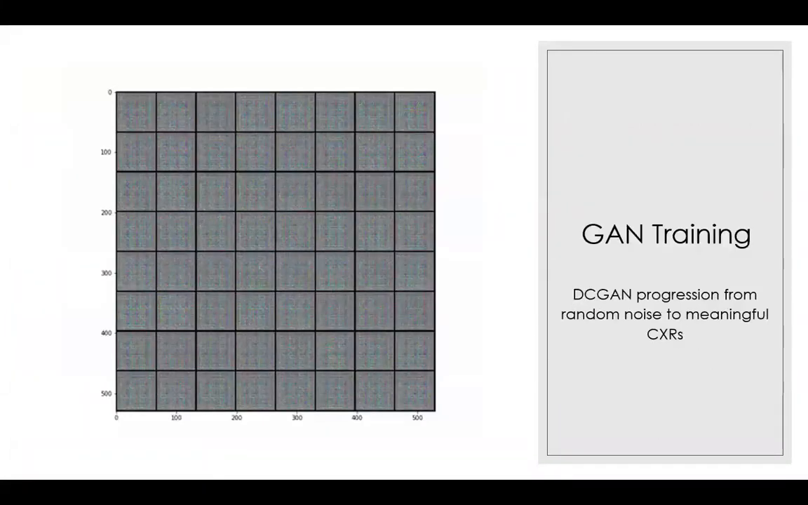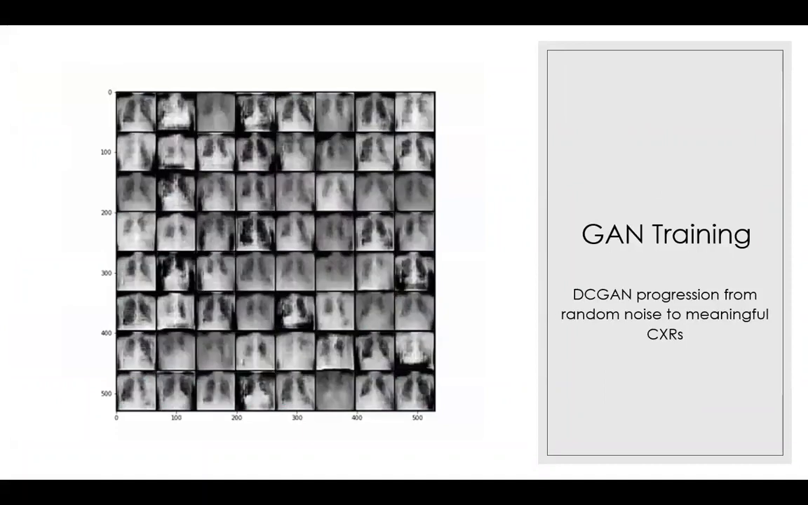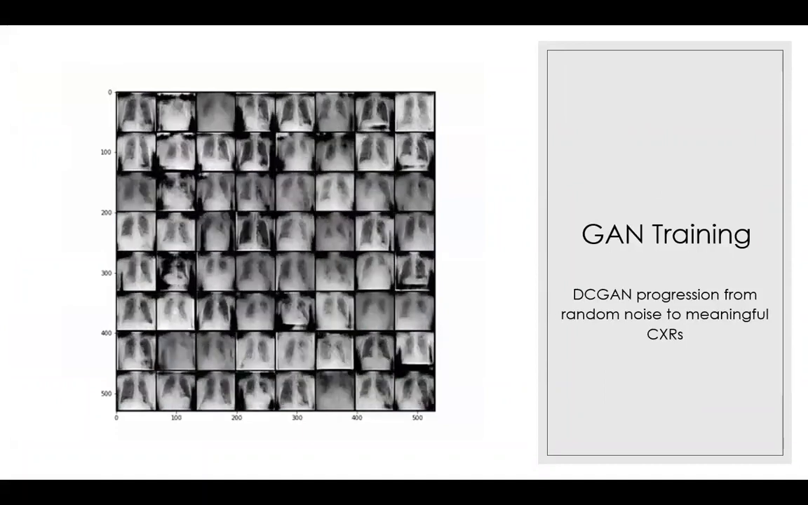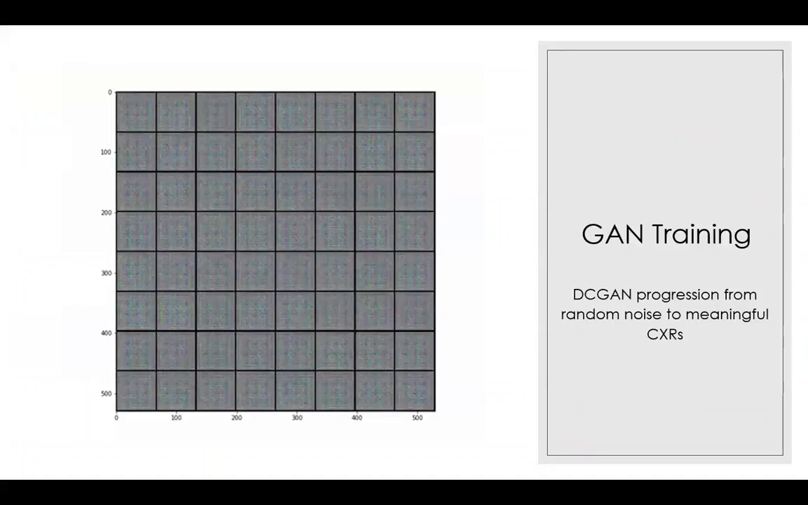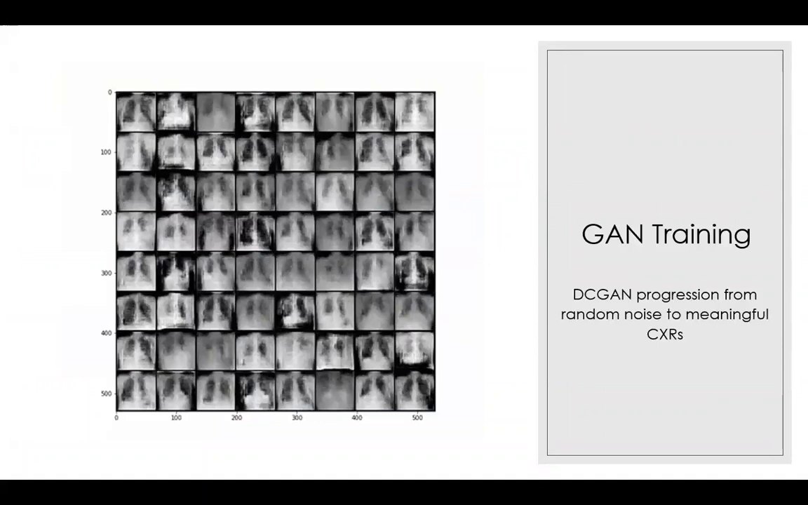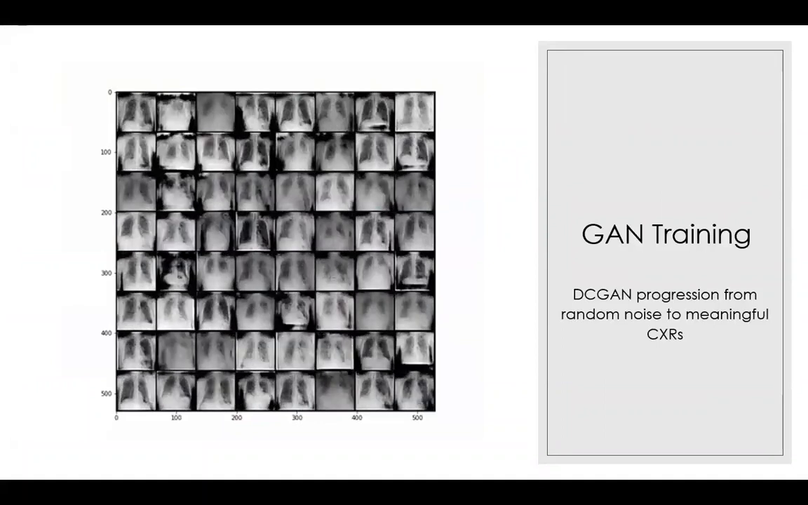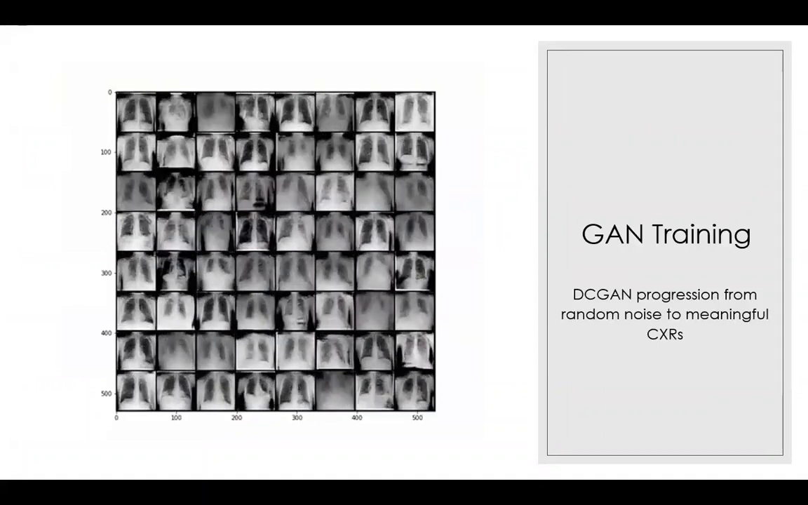So here's an example of what a GAN looks like. This is one I put together for building very, very small chest X-rays. This is a deep convolutional GAN, and you can see the generator progress from initially generating completely random noise to things that look increasingly like chest X-rays.